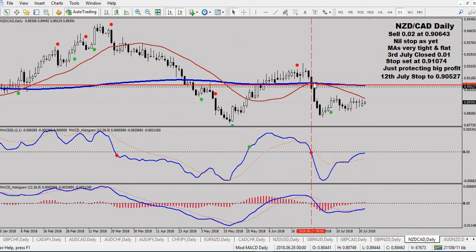New Zealand CAD in a sell back here. It's gone down. I've closed out half. Now price is just meandering, as we know. Fast MACD is getting close to the zero level, but not crossed. Look at the standard MACD, same thing.